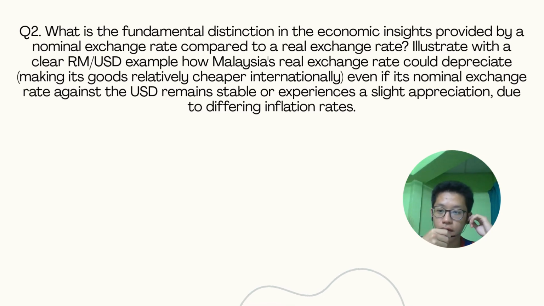I get this answer from chapter 2, and the answer is: the nominal exchange rate is the price of one currency in terms of another, not adjusted for inflation. For example, 1 US dollar is 4.5 ringgit, so the nominal exchange rate is RM 4.5 per US dollar. The real exchange rate is adjusted for inflation and eliminates the inflation difference between two countries. It measures how much foreign goods can be exchanged for domestic goods.